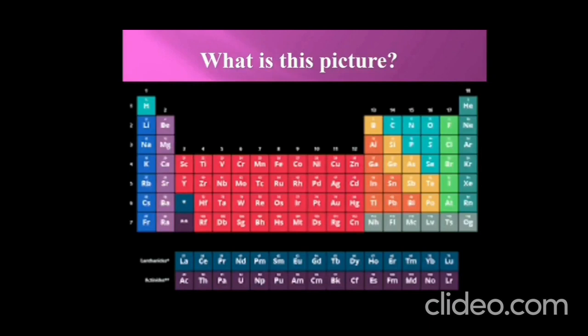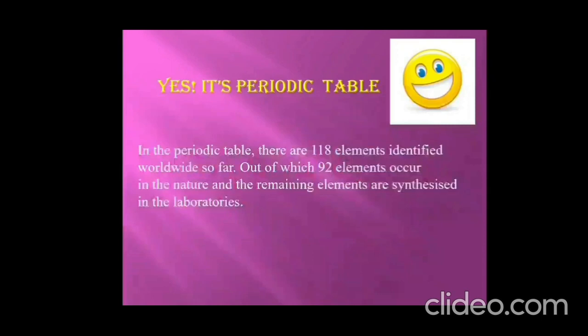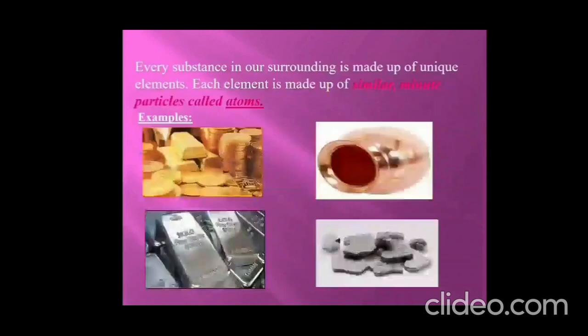Here, totally 118 boxes are there. So, in the periodic table, 118 elements are there, in which 92 elements occur in nature and the remaining elements are synthesized in the laboratories. As I said, each box represents an element. So, each element is made up of atoms.